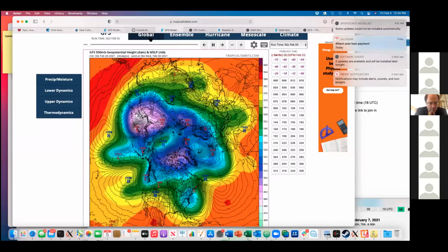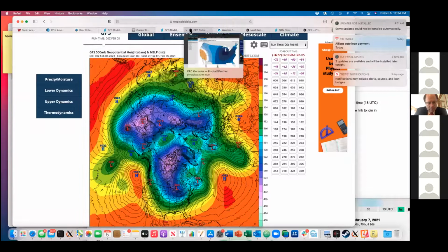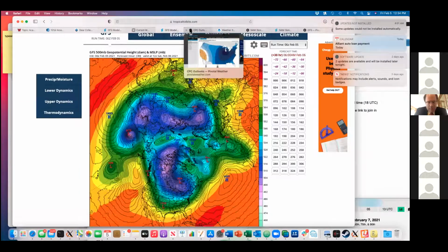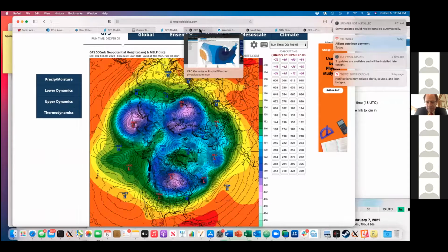Any other comments or questions? Andrew Quigley just says that some models are flirting with snow near the Gulf along the leading edge of the cold air outbreak this weekend. Yeah, we're going to see that. It's pretty impressive how cold it's going to get.